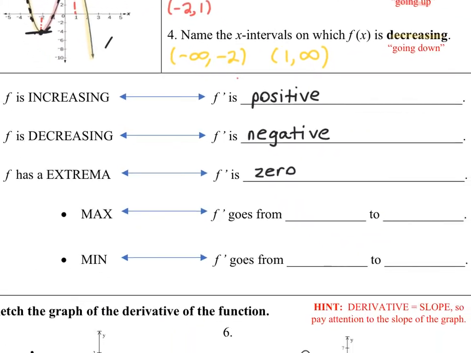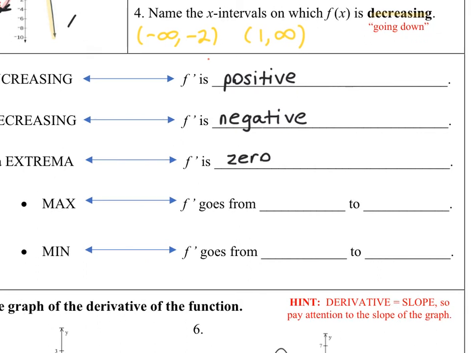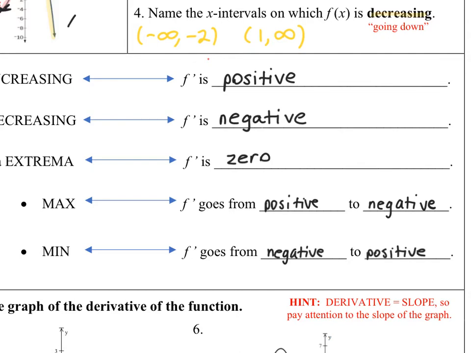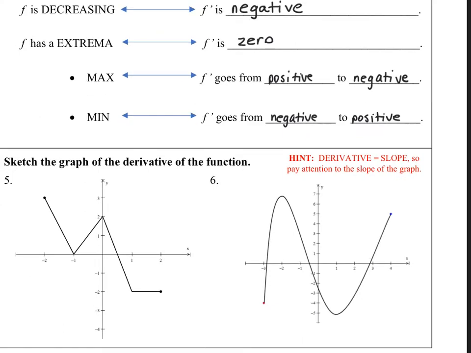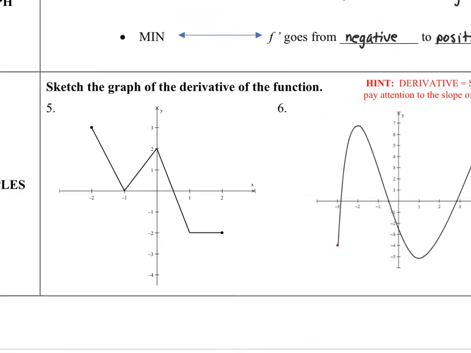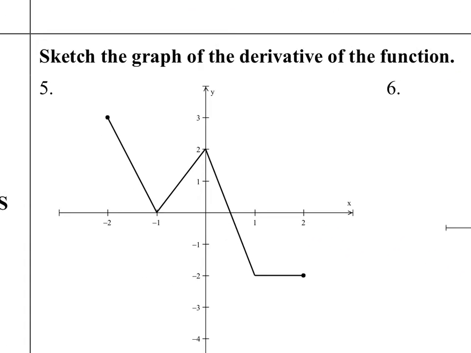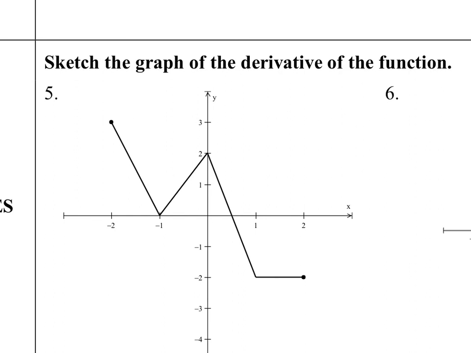So on here, I know I'm going to have a max when my f prime goes from a positive to a negative. And when my slopes went from a negative to a positive, that's when I had a minimum. In this next section, we're going to be graphing some derivatives. So you're given the graph of a function, and you have to graph its derivative. So just keep in mind it's all about the slope.